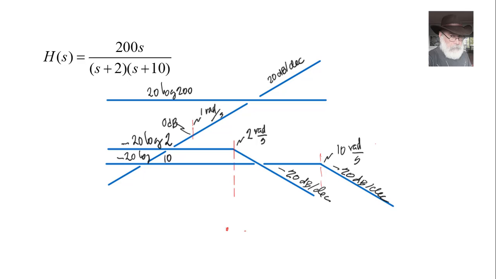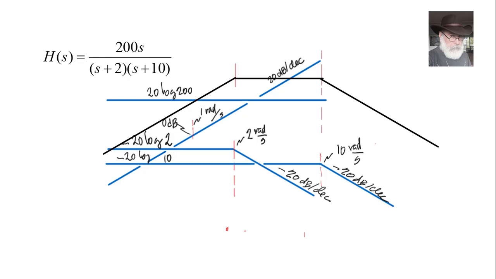To add them together, let's consider first what happens to the left of the first corner, to the left of 2 radians per second. There, the sum is the sum of 4 lines, and we know we add the slopes of the 4 lines as we've seen in theory: 0, 0, 0, and 20. The sum of them will have a slope of 20 decibels per decade up to the first corner at 2, where plus 20 minus 20, that is 0. We have a horizontal segment up to the last corner, where 0 minus 20 gives us negative 20.